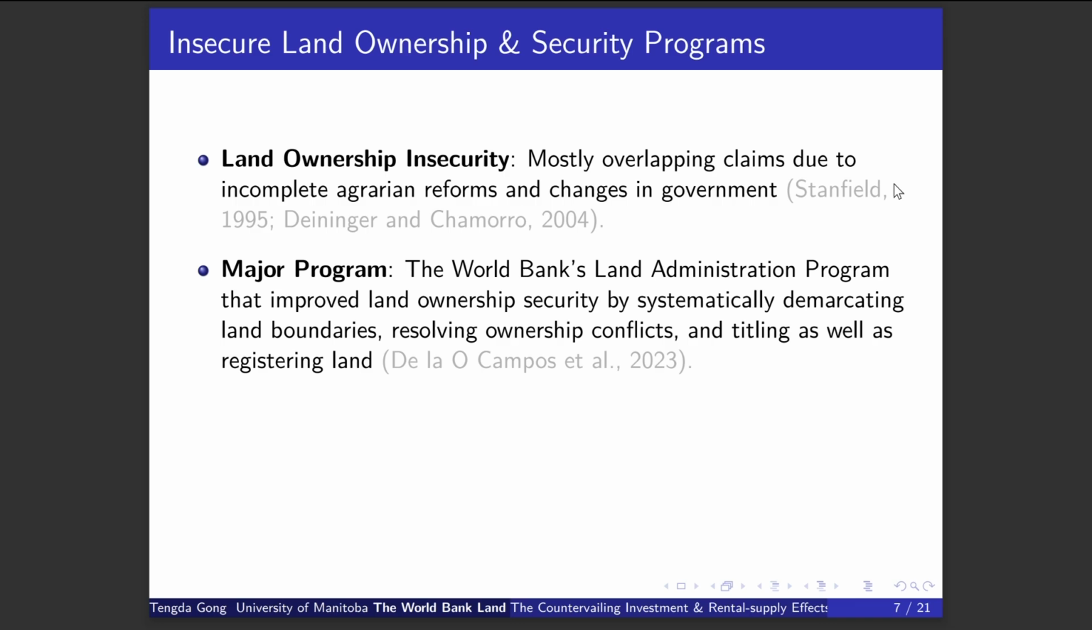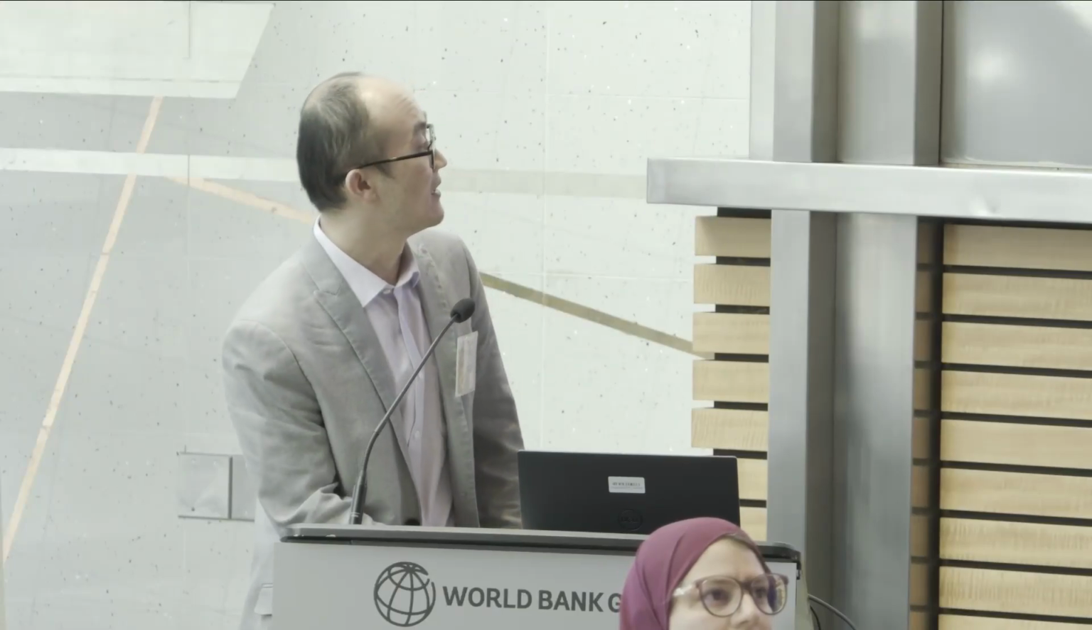The major program is the World Bank Land Administration Program, which I said has improved security, mostly because they do things systematically. They demarcate the land boundaries and resolve ownership conflicts if there are any, and then in the end, go to title and register the land. So it's a very comprehensive program. That's why it increases security. The other programs have similar approaches, as we saw in the data, so we combine these two as one. If you participate in either of these programs, you are a program participant.